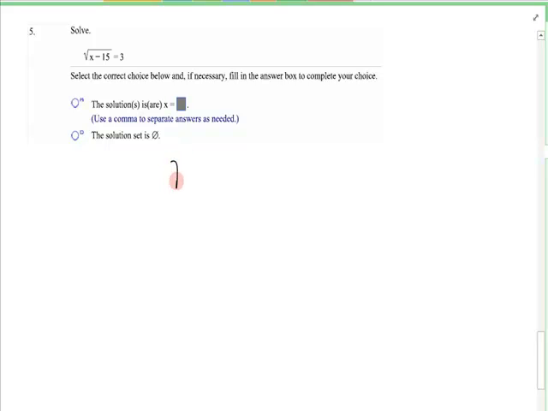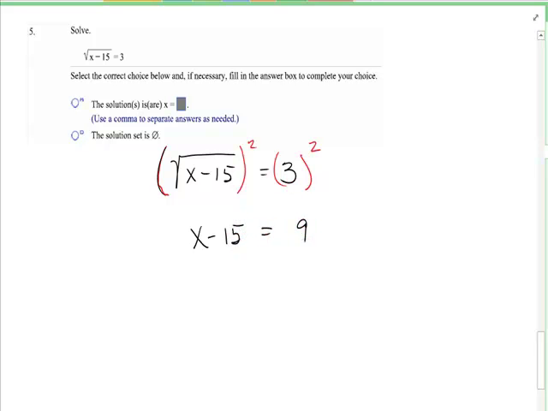Number 5, I have the square root of x minus 15 is equal to 3. Is the radical isolated? Yes. So let's square both sides. When I square a square root, the radicand pops out, so that's x minus 15. Square a 3 for 9. Add 15 to both sides, and I get x is 24.